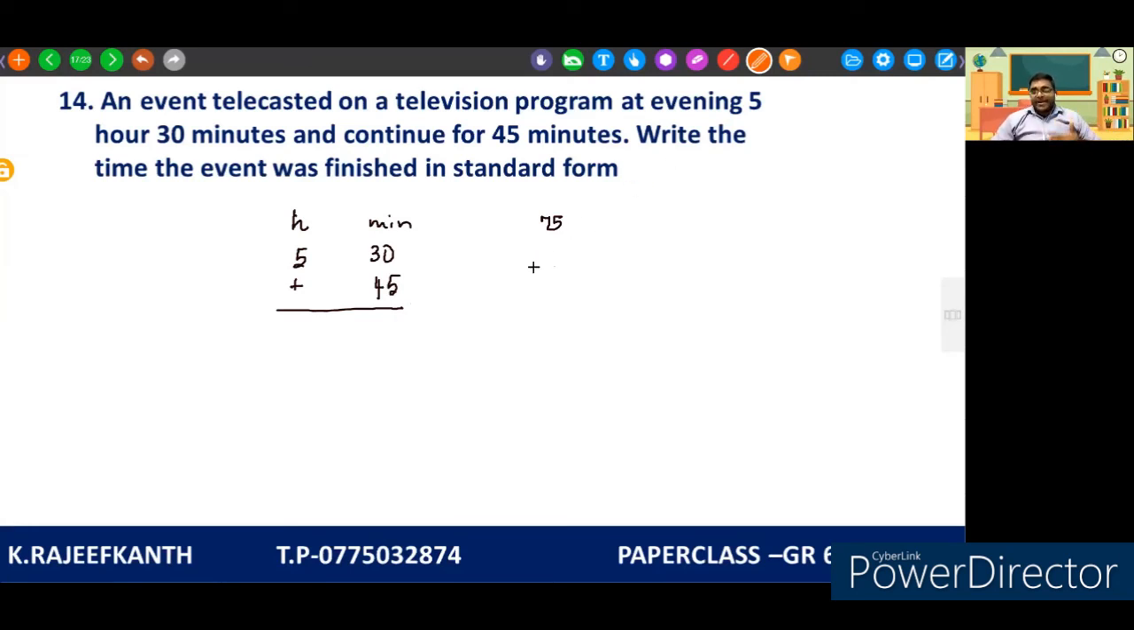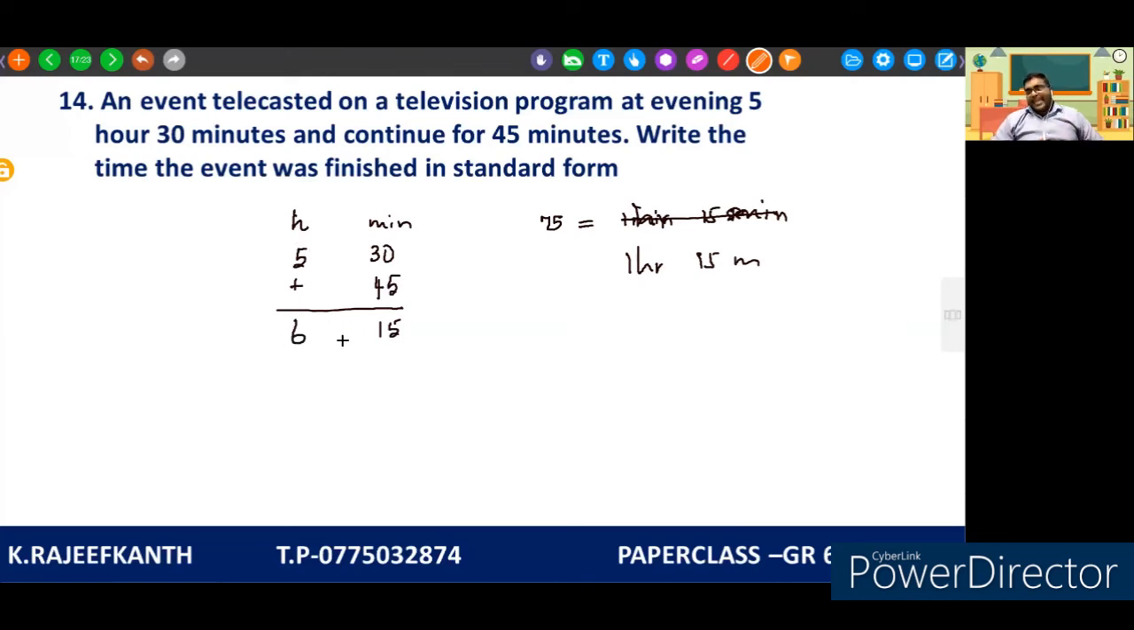Then 75 minutes we can write as 1 hour 15 minutes, because this is in minutes and hours, no. Here 30 plus 45 is 75 minutes. Then 75 minutes is equal to 1 hour 15 minutes. So here we can write 15. Here we can add this 1 with that 5, then 6.